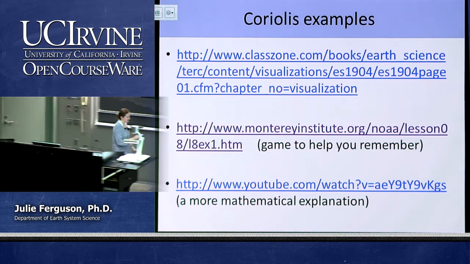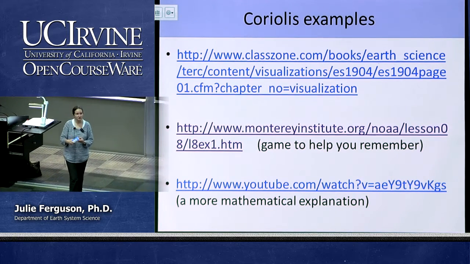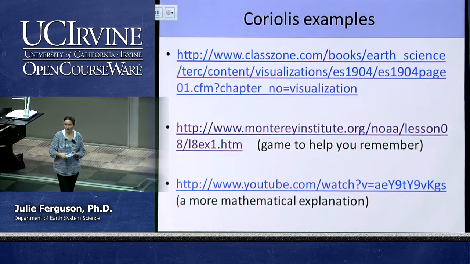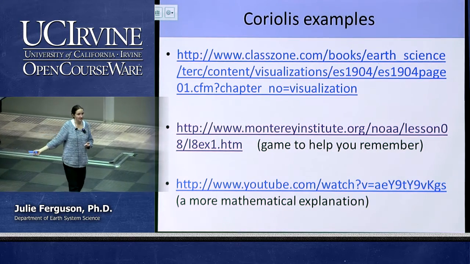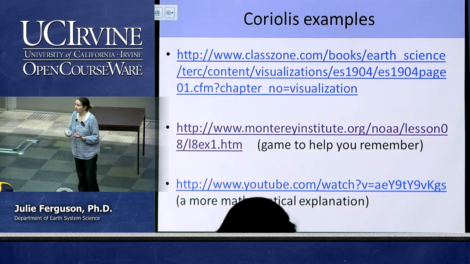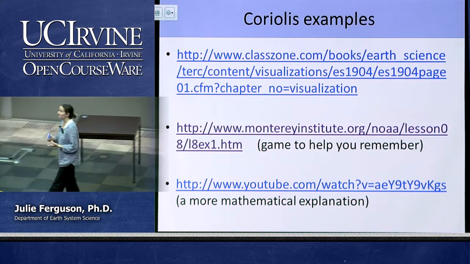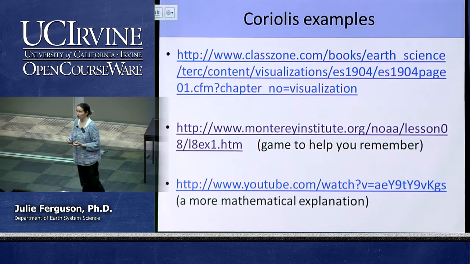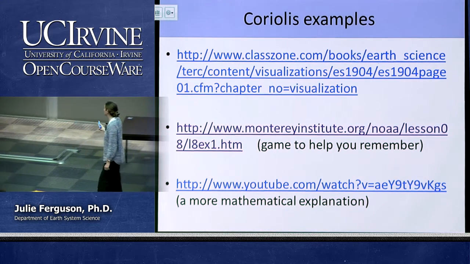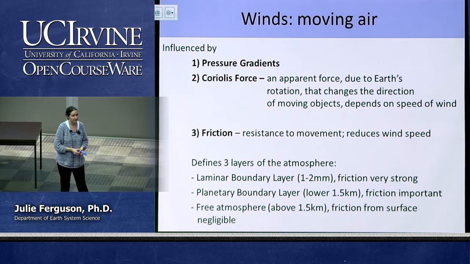So for now at least, I want you to remember two things. I want you to remember that in the northern hemisphere, things get deflected to the right. In the southern hemisphere, things get deflected to the left. And that the strength of the Coriolis force depends on how fast you're going. So the faster you're going, the stronger that Coriolis force is. Okay. Because the last thing that we're going to talk about is friction.